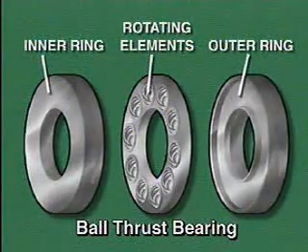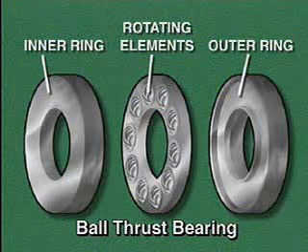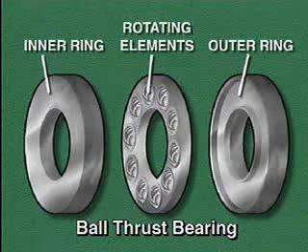This illustration shows the main parts of a type of ball bearing called a ball thrust bearing. In a ball thrust bearing, the inner and outer rings are parallel to each other instead of one inside the other.